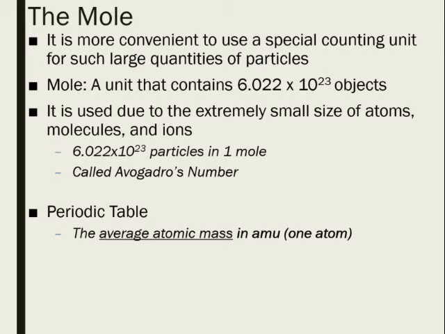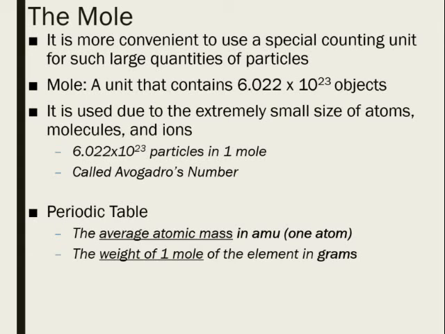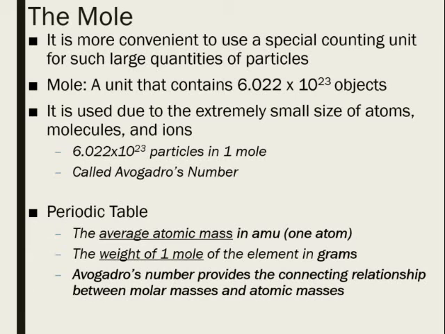Using the periodic table, you can find the average atomic mass in AMU of one atom, or the mass of 1 mole of the element in grams. Okay, that's the average mass that's listed on the periodic table. So you'll always have access to this information because you'll always have your periodic table with you on quizzes or tests or whatever. Avogadro's number, that 6.022 times 10 to the 23rd, provides a connecting relationship between molar masses and atomic masses.